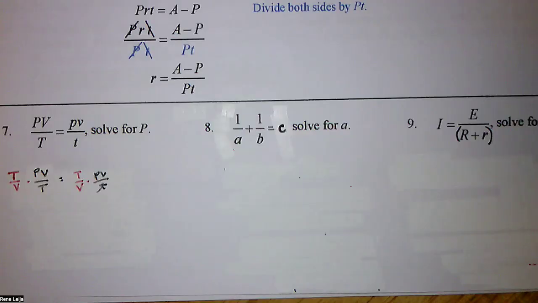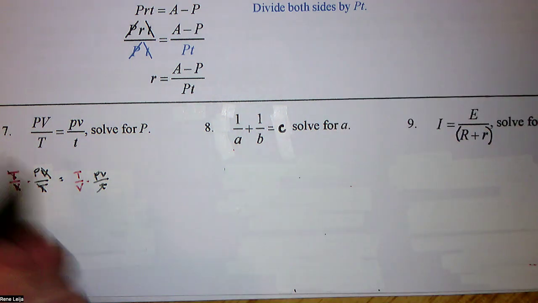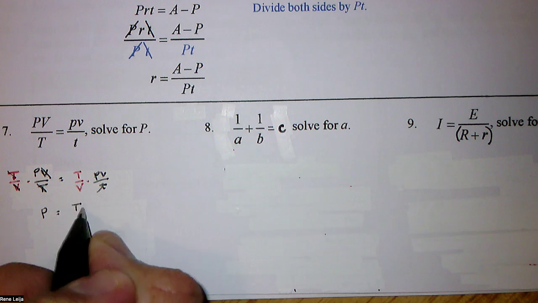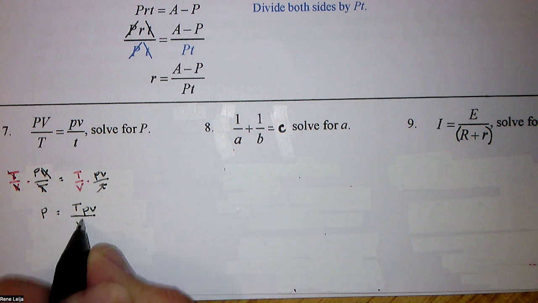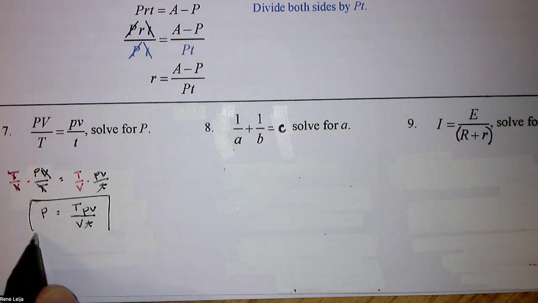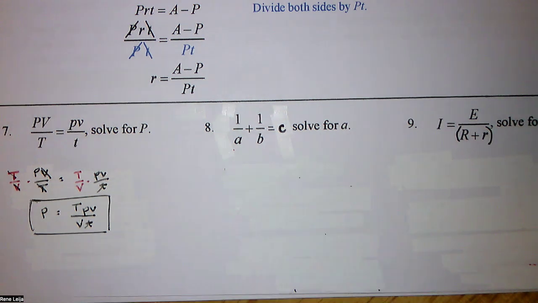And so on the left, notice that our t's reduce, our v's reduce to just leave us with a capital P, which is what we're solving for, equals big T, little v over big V times little t. And this is your solution. Okay? Now, I'd like you to try one, but because we're recording, I'll go ahead and do this.